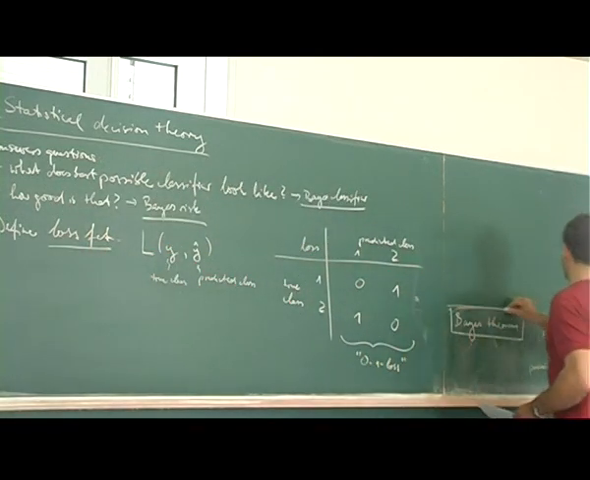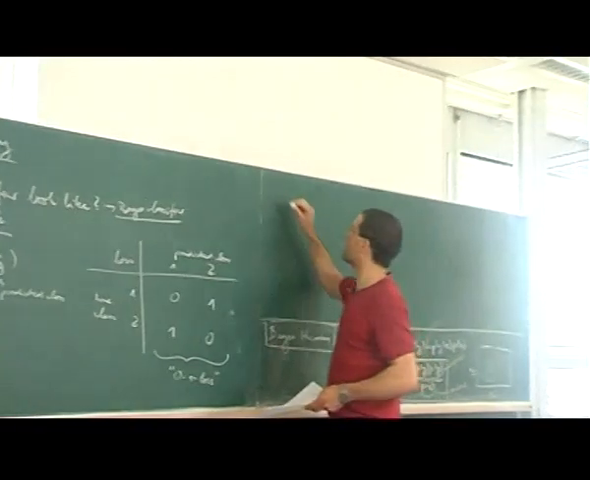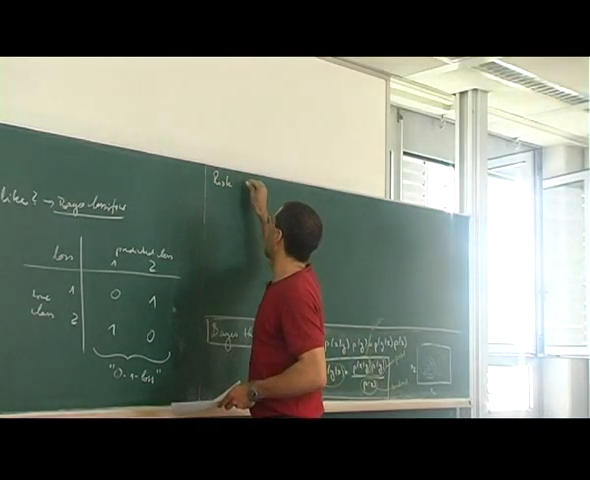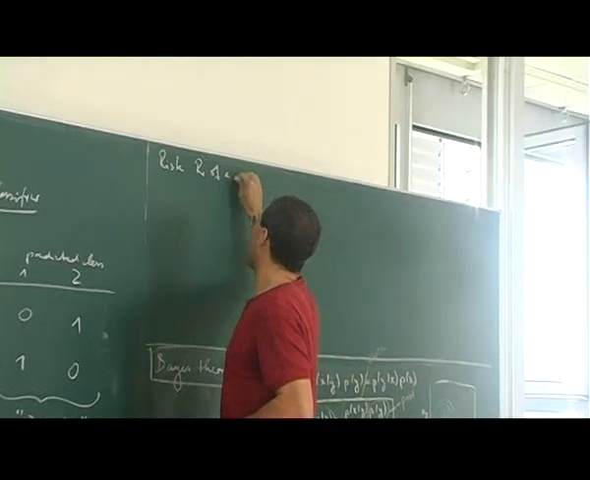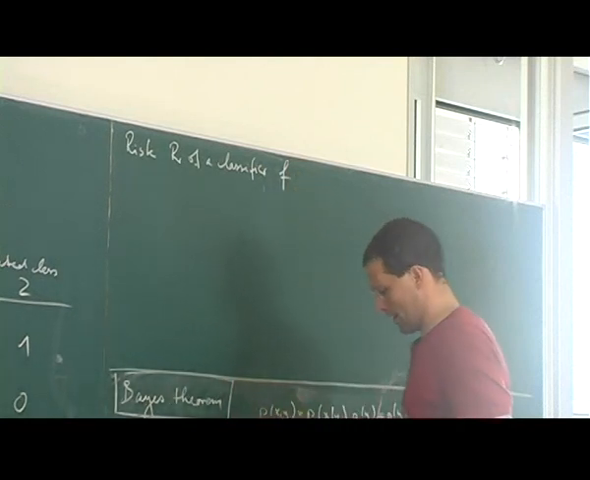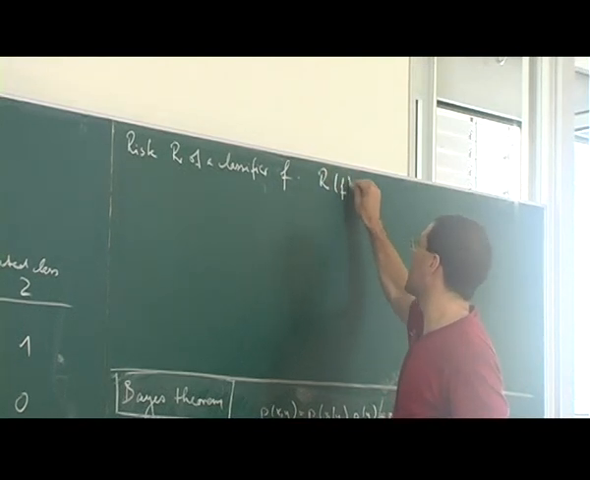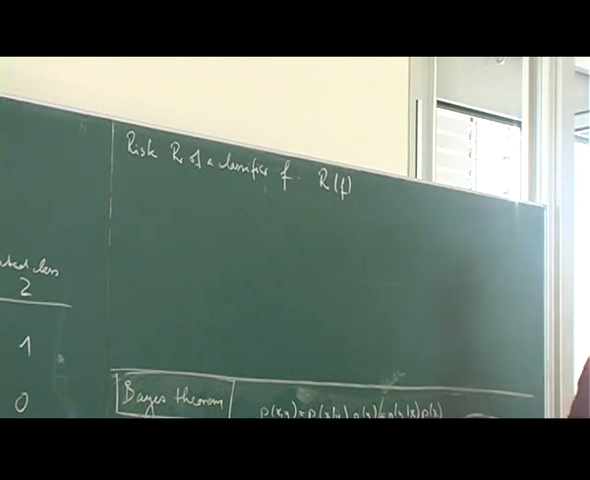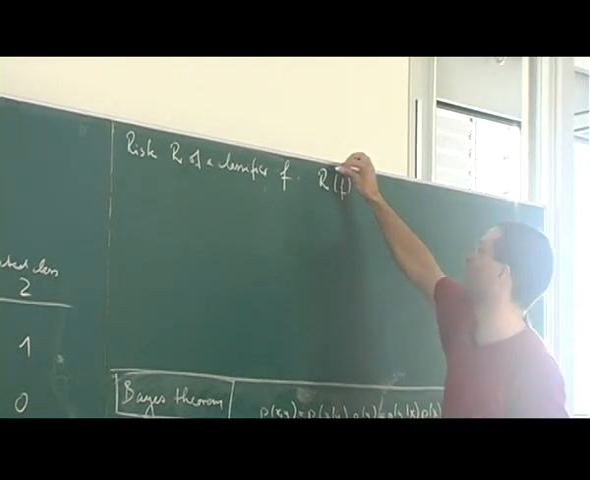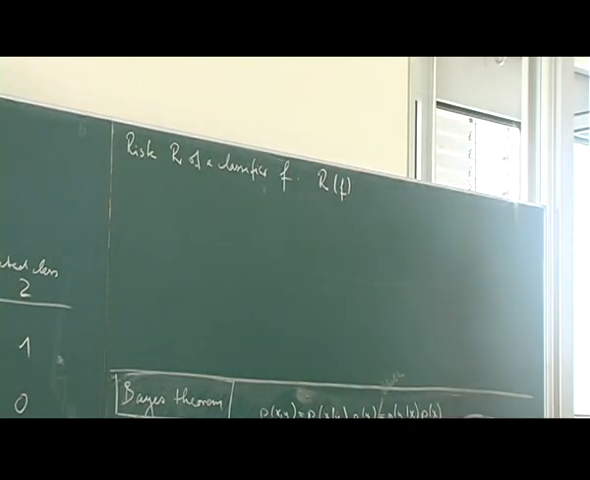Now, we can look at the risk R of a classifier F, and the risk, it also depends, of course, on the problem that you're looking at. So I should really put somewhere indices X and Y to say that this also depends on the distribution of your random variables. But you know, to keep things simple, I'm omitting this here.